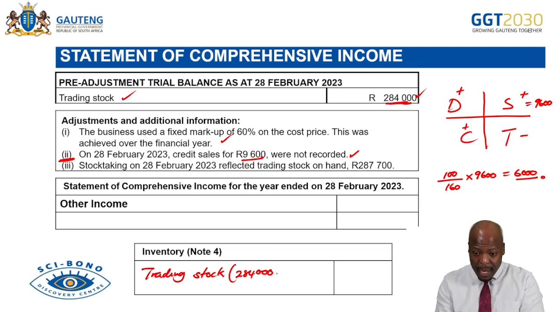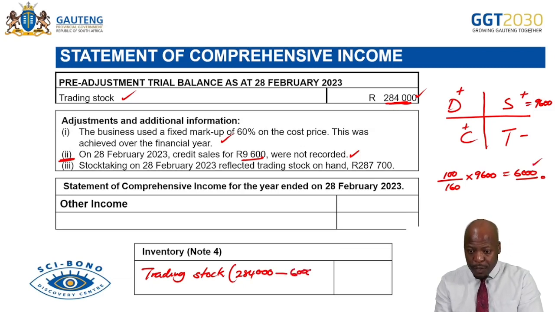That means we come here, then we say minus. Minus how much? Minus the 6,000, the cost of the goods that we have sold. Then we subtract this 6,000. Are you still with me? All right. And then I just want you to quickly tell me, if you say 284,000 minus 6,000, how much do you get? All right. So you end up here with something like 278,000.